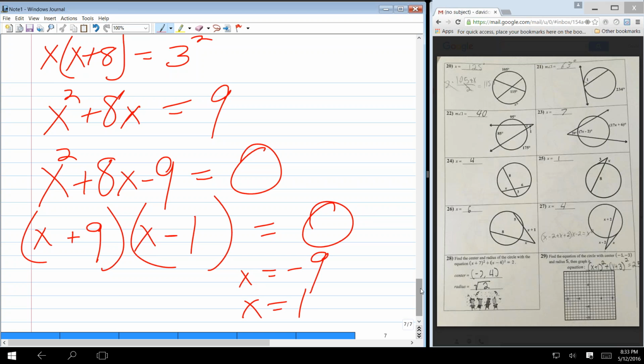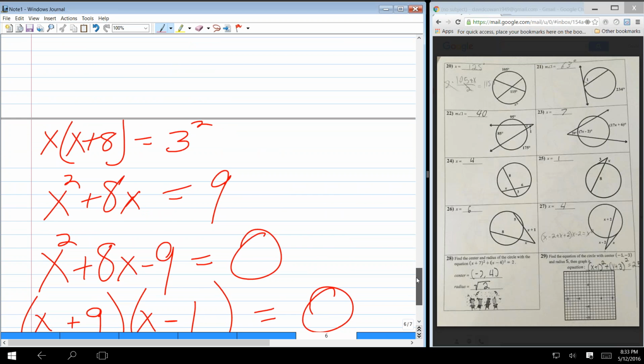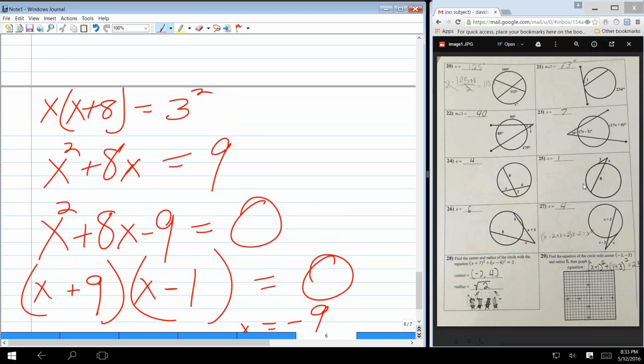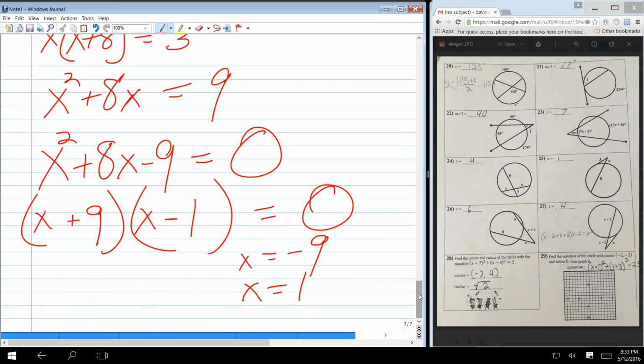Now the question is, are both of these possible? We're doing problem 25. Are both of those answers possible? I don't think so. Can x be -9? No, because x is a measurement, not an angle measurement, but a length measurement of that segment right there. Whenever you're doing dimensions, you cannot have negative dimensions. So when you solve a quadratic and one of the answers is negative, throw it out, but only if it makes a negative dimension.